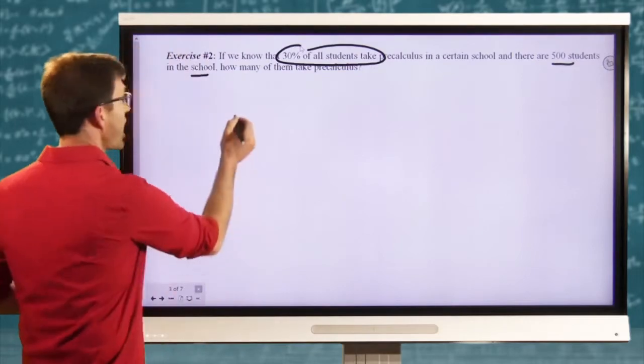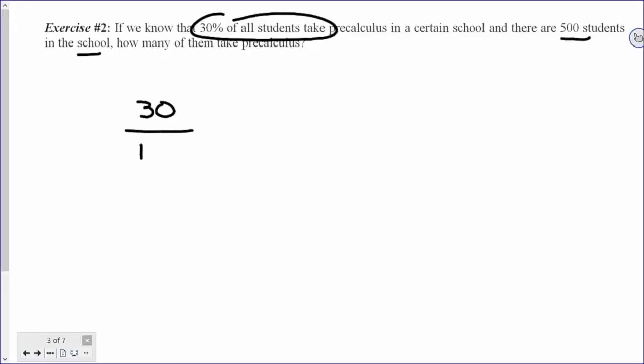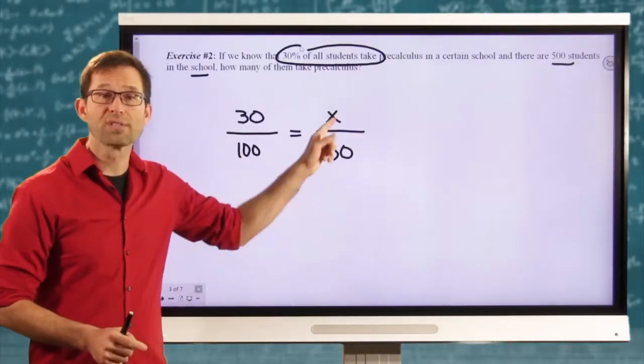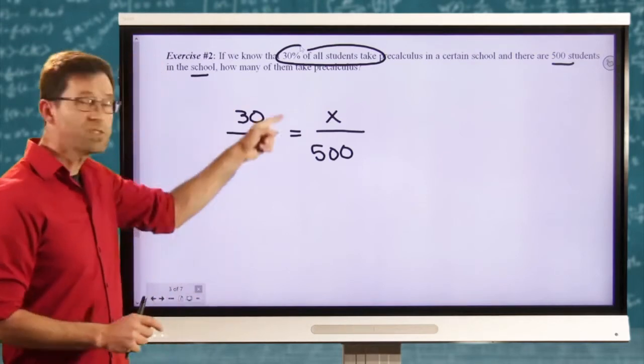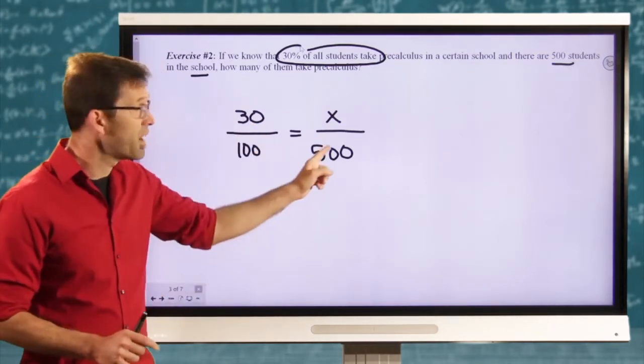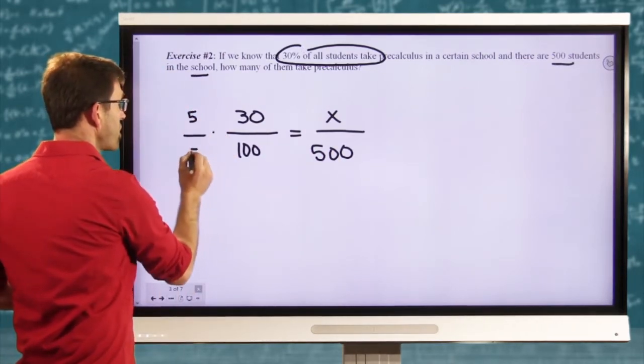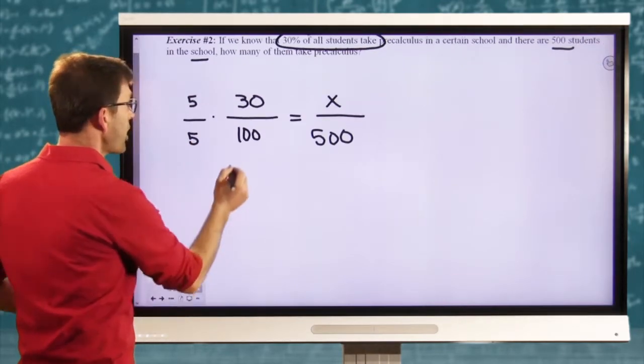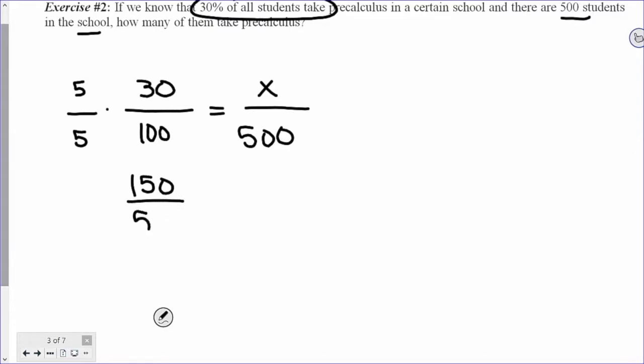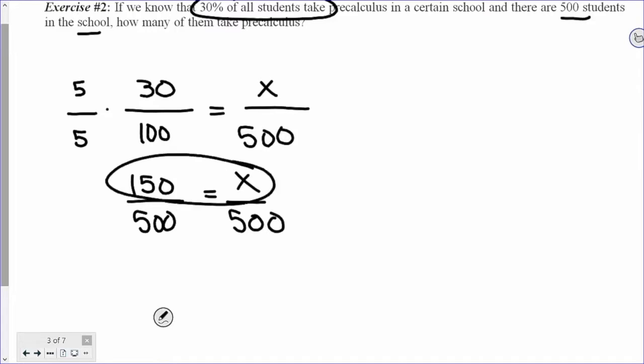In that case, of course, what we're kind of doing is we're thinking about this proportion. 30 out of 100 is equal to x out of 500. And again, we could use a common algebraic technique like cross-multiplying to solve for x, but this fraction is easy enough to manipulate so that it has a denominator of 500. So what I could do, just kind of like I did in the last problem, is I could multiply both of these by 5. What that would give me then is 150 out of 500 equals x out of 500. And therefore, there are 150 students who take pre-calculus.